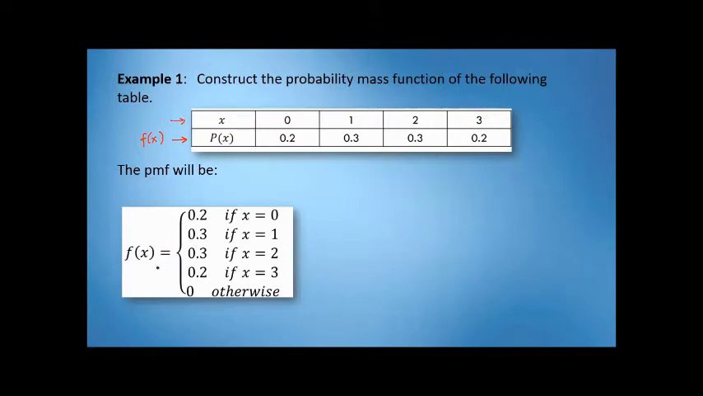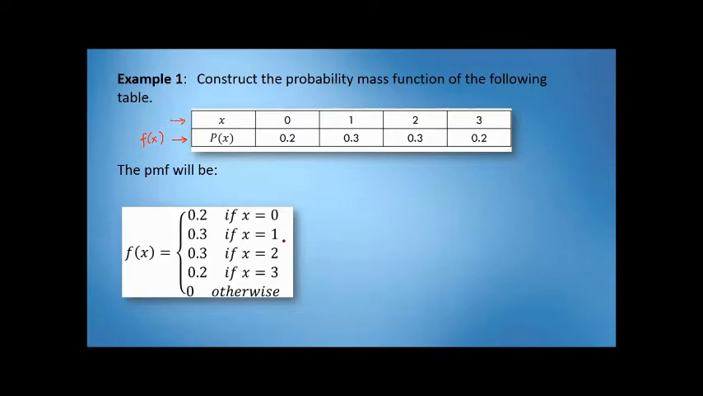So ilalagay natin siya into bracket. F of x is equal to a big bracket comprising all the probabilities. So 0.2 if x is equal to 0, 0.3 if x is equal to 1, 0.3 if x is equal to 2, then 0.2 if x is equal to 3, then last, 0 otherwise.